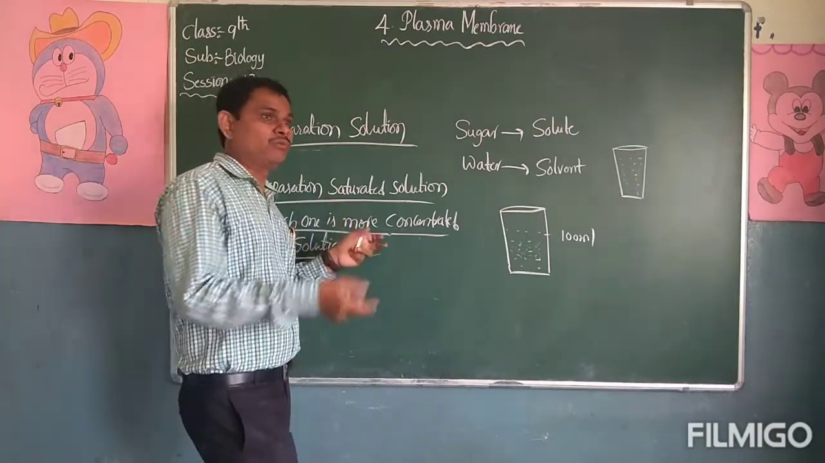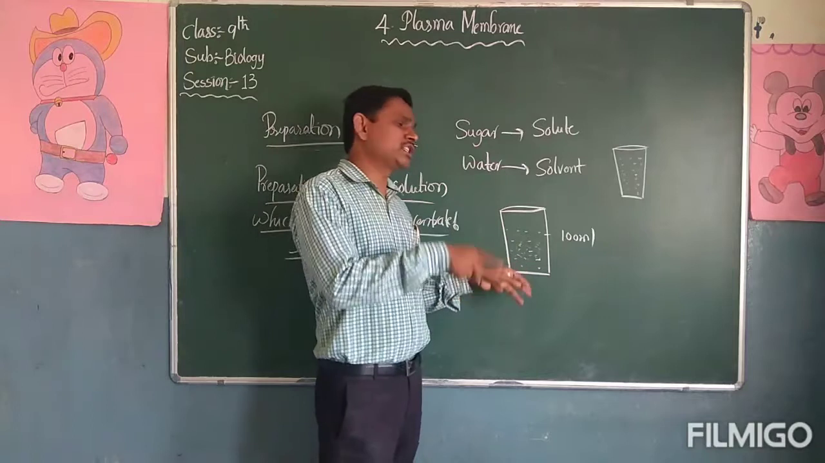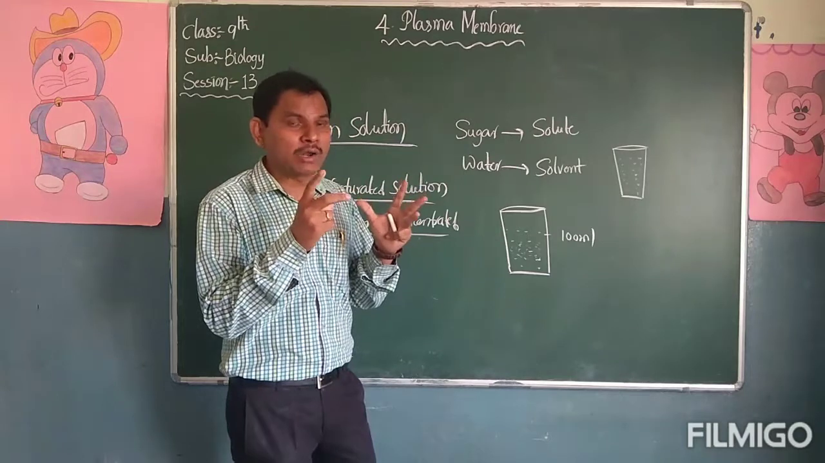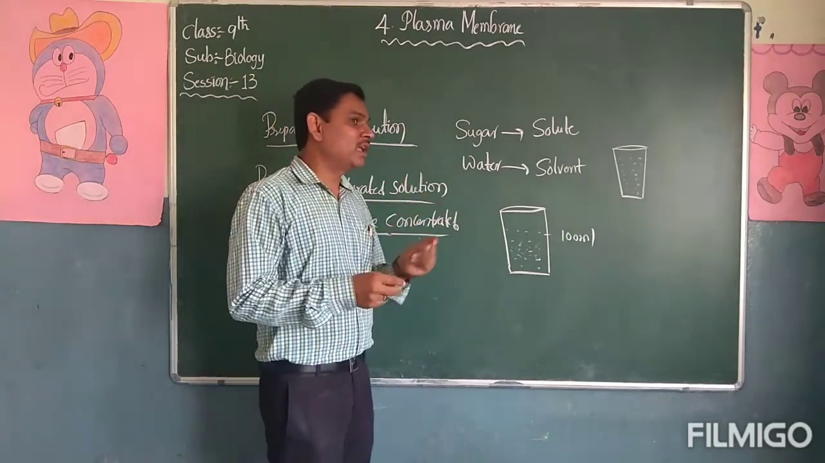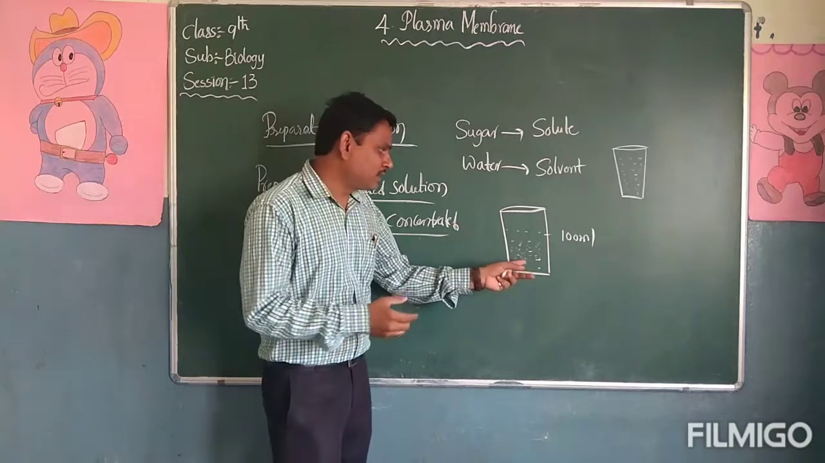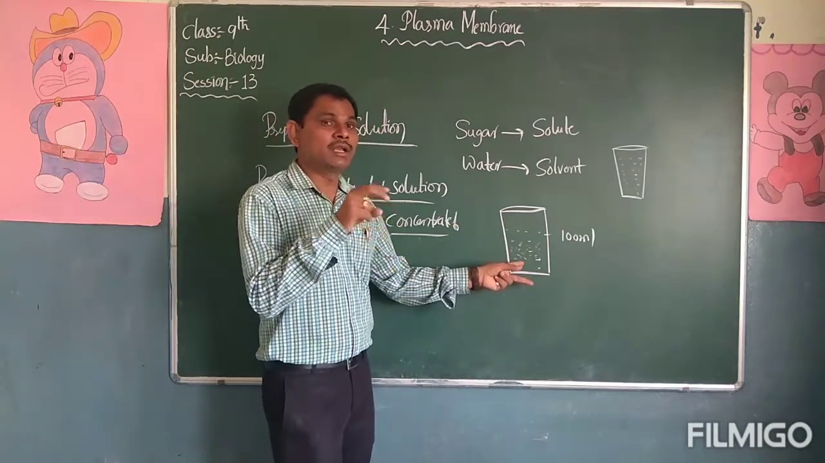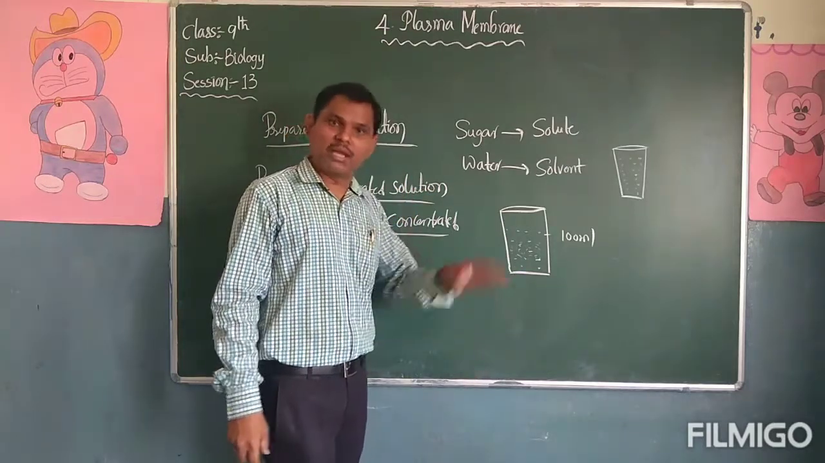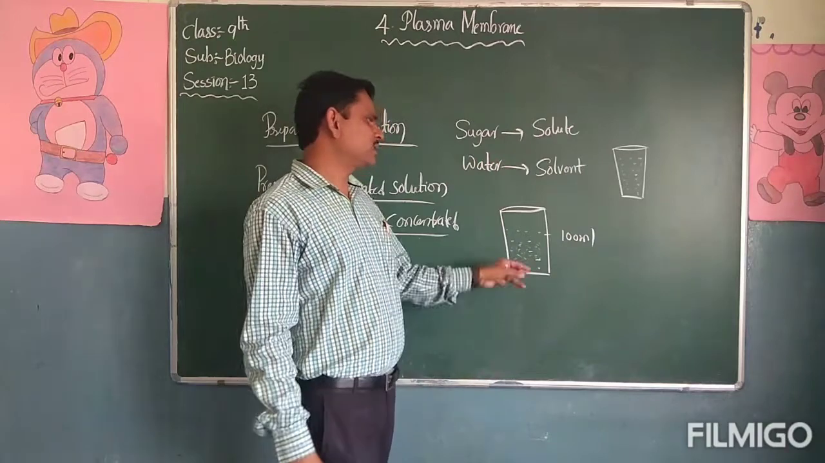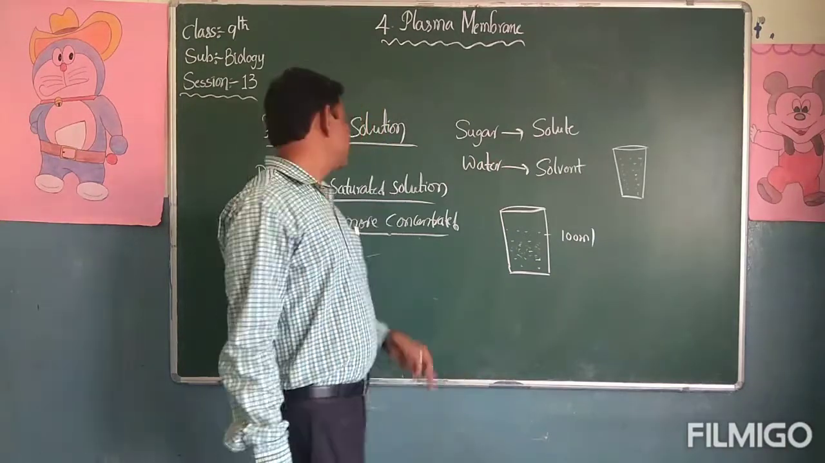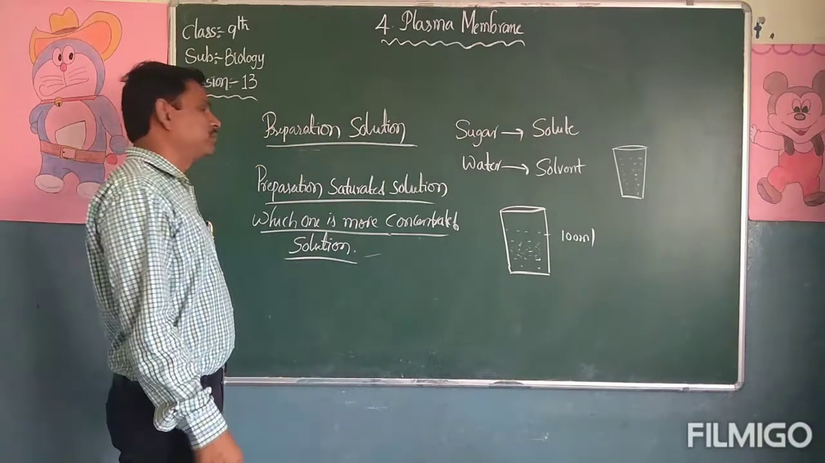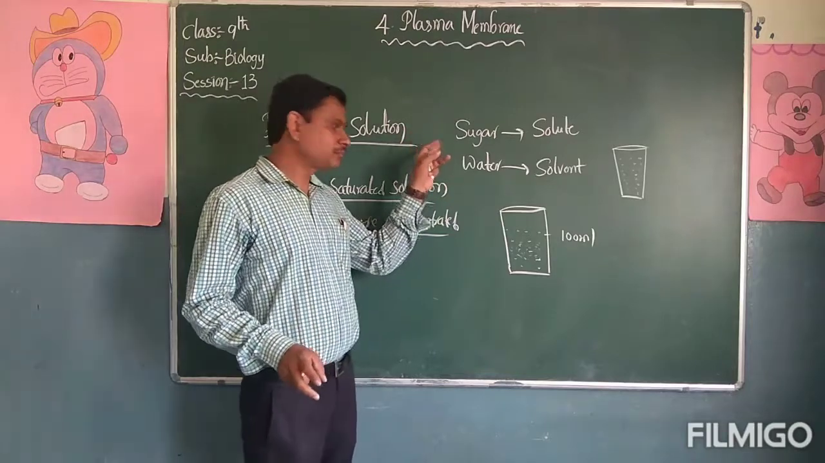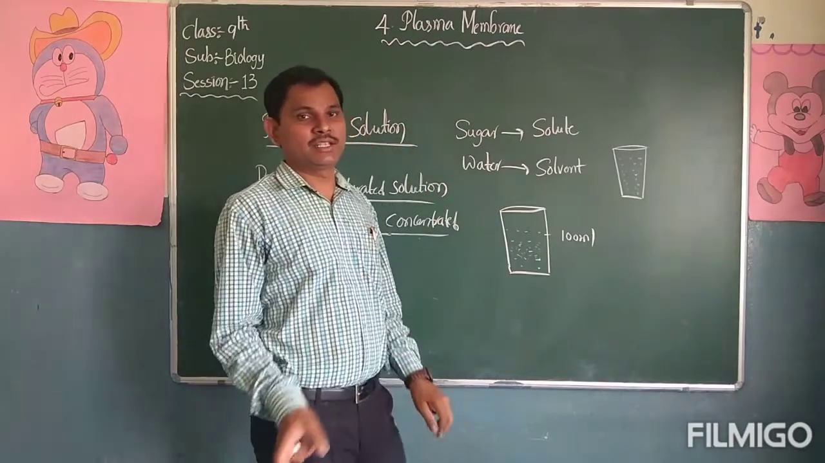So we keep adding sugar into the water until the capacity of the water to dissolve the sugar is over. When the capacity is over, some crystals will remain. It will not be able to dissolve the crystals of sugar into the water. Such a solution is called a saturated solution. Just remember that the preparation of a saturated solution is different.